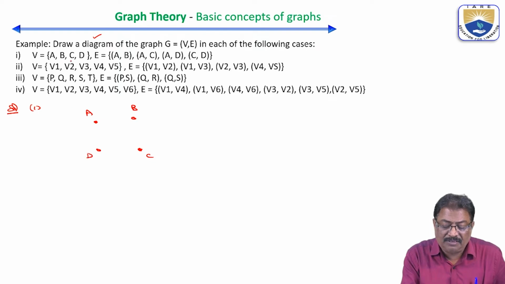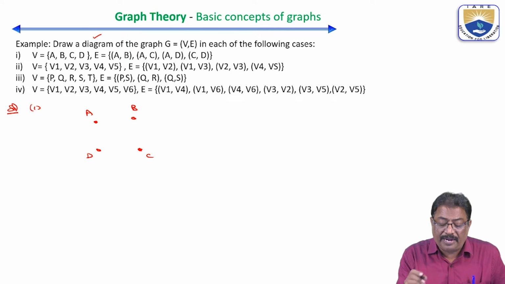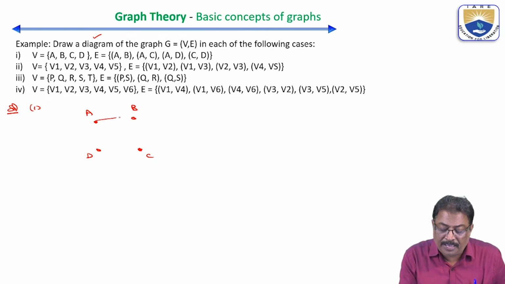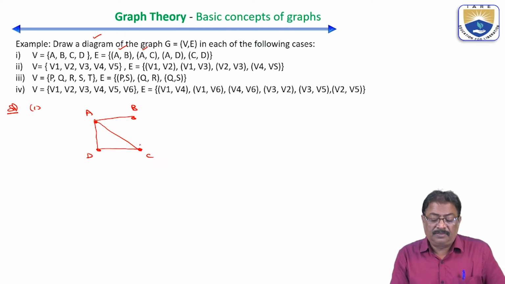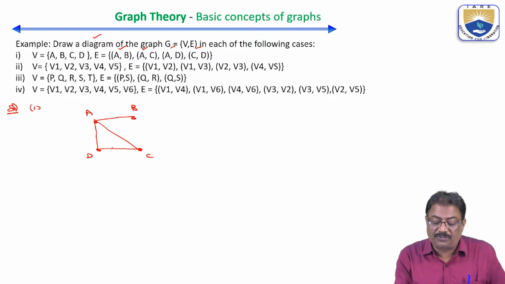The first one has 4 vertices: A, B, C, D. Now the edges: A, B, then A, C, then A, D, then C, D. So this is A, D and C, D. How many edges are there? 1, 2, 3, 4. So this is for the first one.